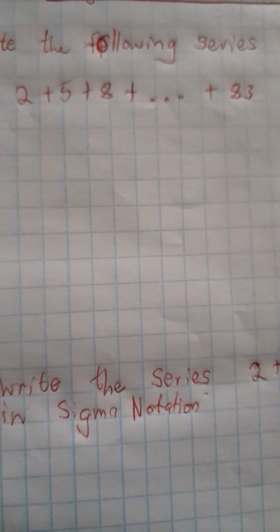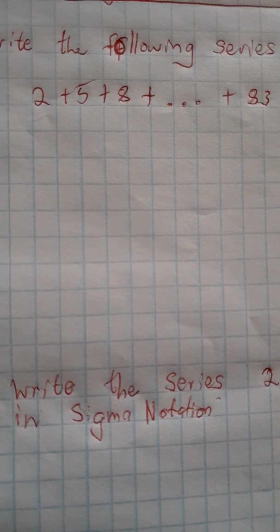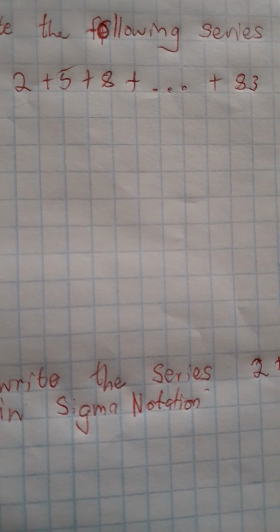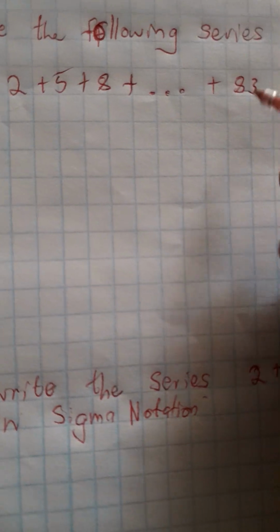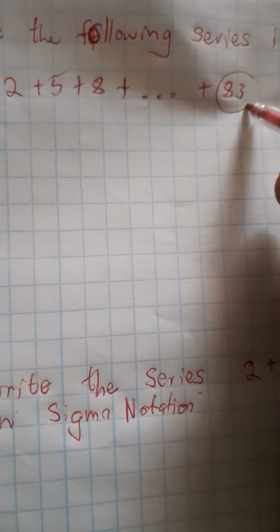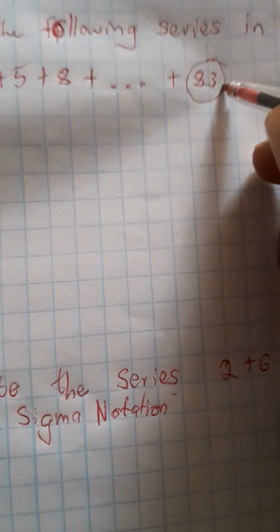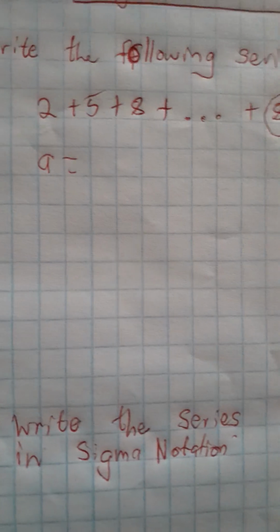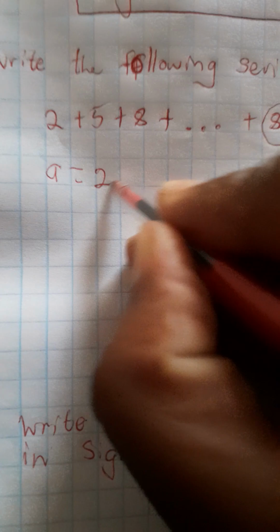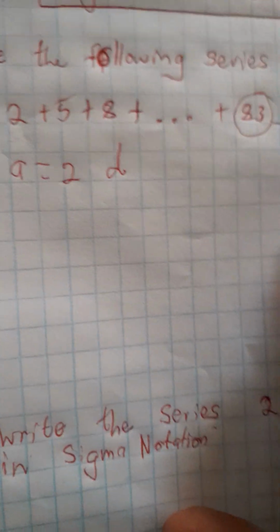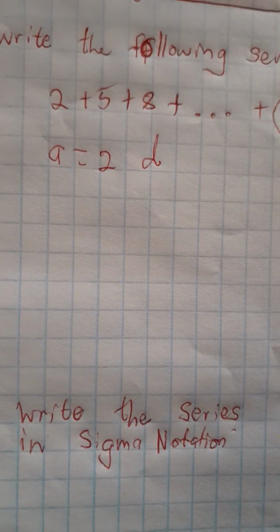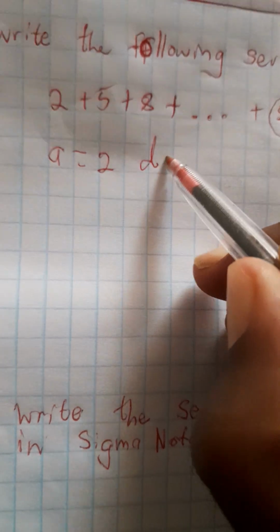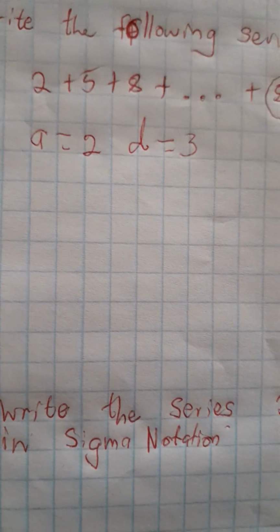So the following series here, we are given 2 plus 5 plus 8, and so on. What you should note here is that we're also given the last term, denoted by Tn. So let's collect the data first. The first term is 2. Then let's see the difference. For us to get to 5, we add 3. For us to get to 8, we add 3. So the difference is 3.